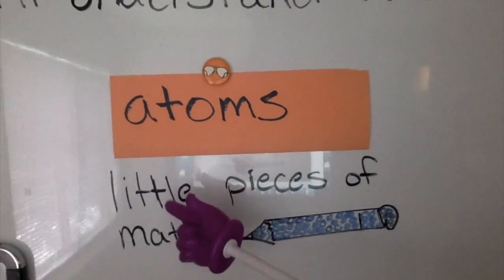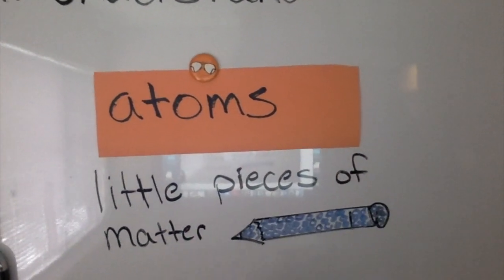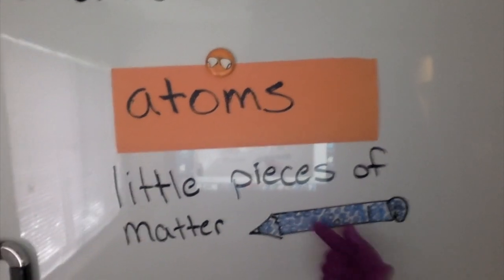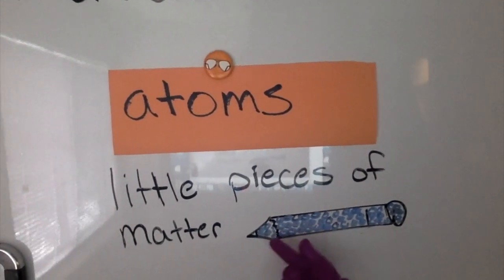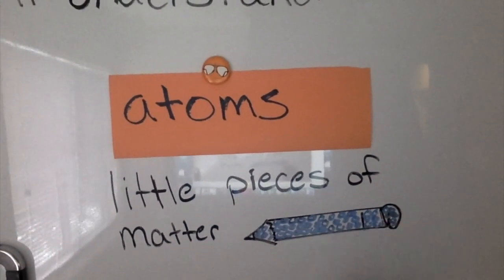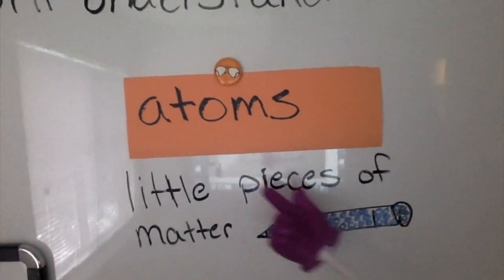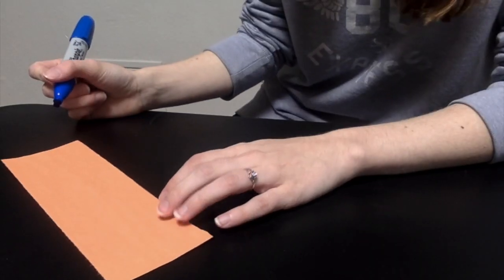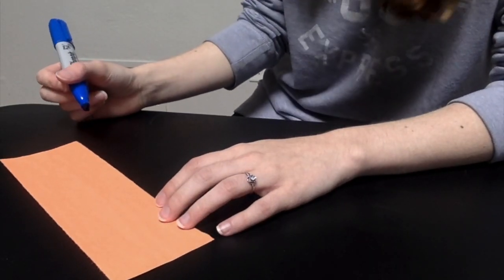Atoms are little pieces of matter. Remember, when we draw atoms, we can draw them like little circles. Here's a pencil, and the atoms are drawn blue. The atoms are little pieces of... Okay, and here's our second review word.